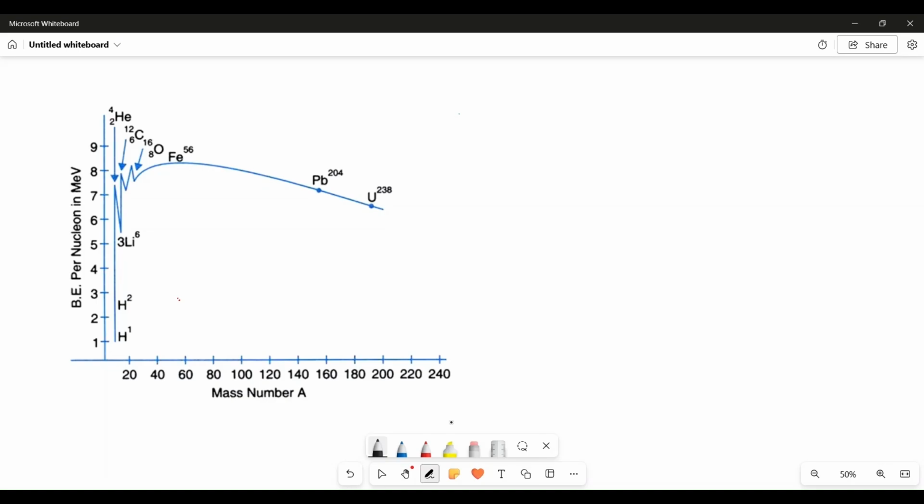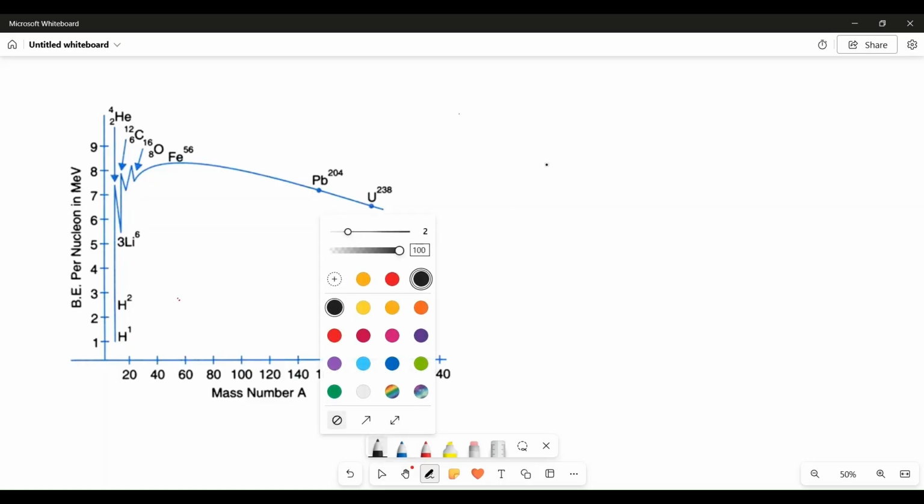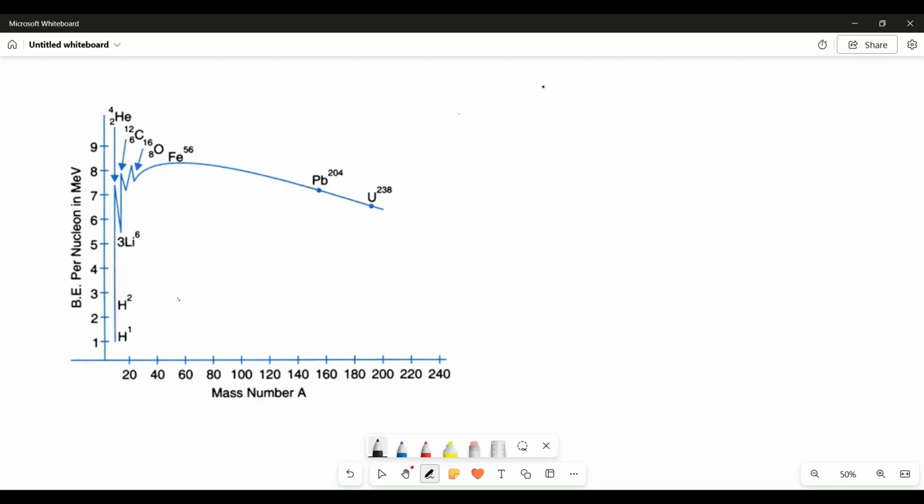So this topic is about why some nuclei undergo fission reaction and some fusion reaction. So what is the main factor? What is the deciding factor here? We can see a graph that is representing binding energy per nucleon versus its mass number.